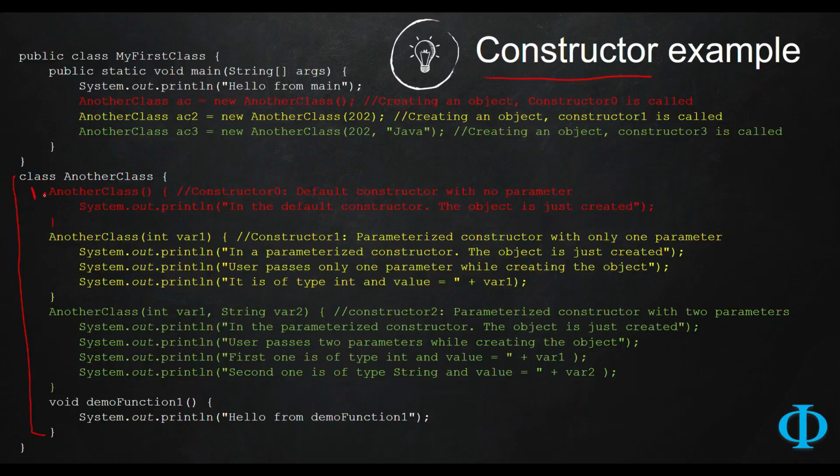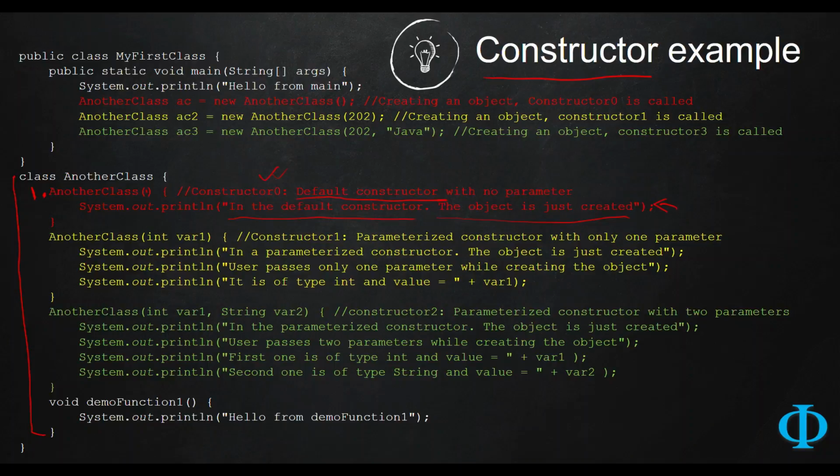Let's call it number one. This is the another class, and this is the constructor 0, which does not have any parameter inside. And when the constructor does not have any parameter, it is called a default constructor. Just to show you the code flow, I have printed one line called in the default constructor, the object is just created. So if the constructor is executed, then this line will be printed.